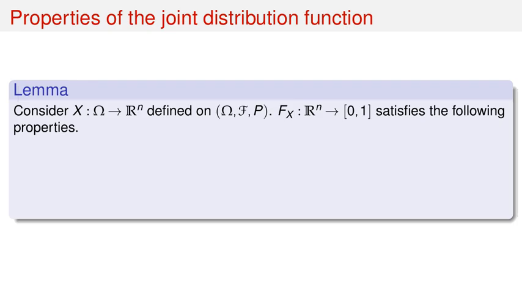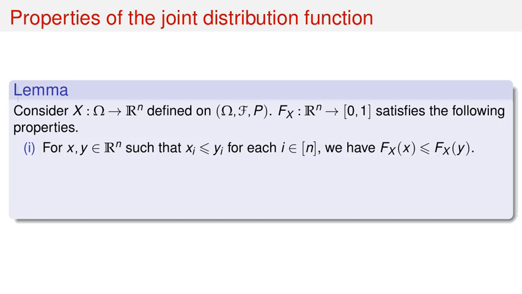Now let's list the properties of the joint distribution function. Consider X mapping Omega to R^n defined on Omega, script F, P. Its joint CDF F sub X satisfies: 1. For any two vectors x, y in R^n such that each component x sub i is less than or equal to y sub i, for all i in 1 to n, we have F sub X of x is less than or equal to F sub X of y. This is multivariate monotonicity.